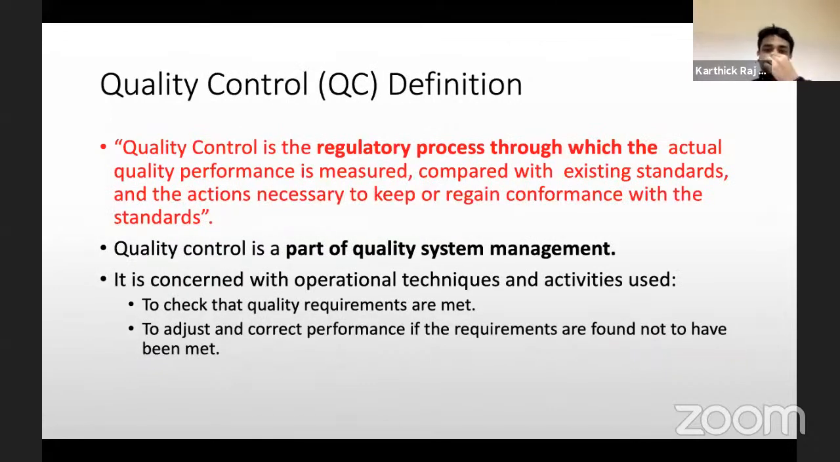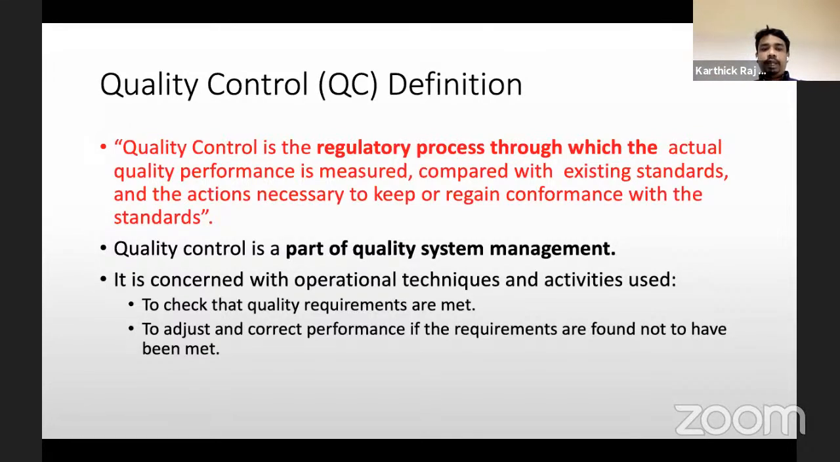So let's get into the next one, the quality control definition. Quality control is normally a regulatory process through which actual quality performance is measured. Say you are getting a machine that has not been used in your country, and you want type approval. Normally the regulatory authority will come and check how good the machine is. They call it type approval. Most of the time quality control is a regulatory process, and they compare with existing standards, whether the machine fits into them. And if it does not, then you take the necessary action.